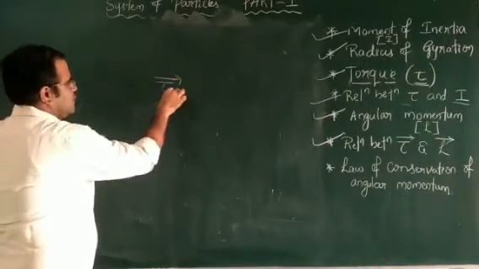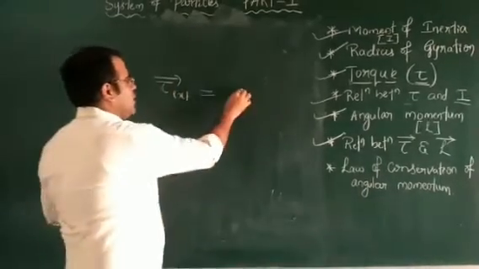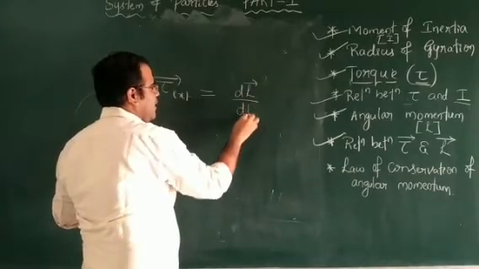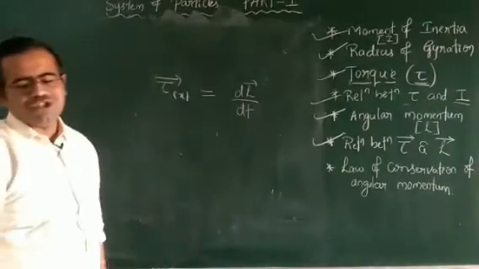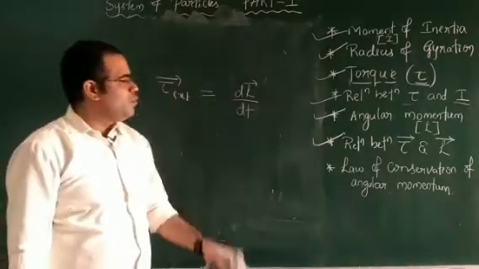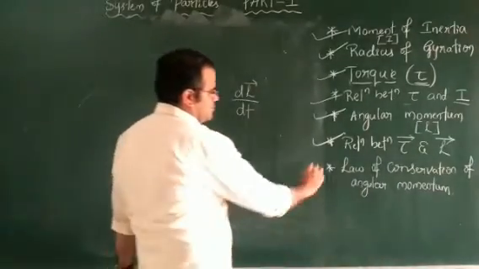So external torque should be equal to what here? dL, so d vector L divided by dt. So this is a relation between torque as well as angular momentum. So here we consider torque as well as angular momentum.